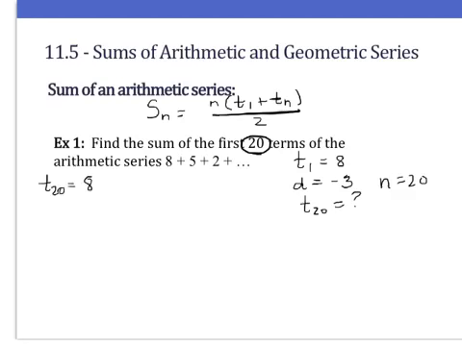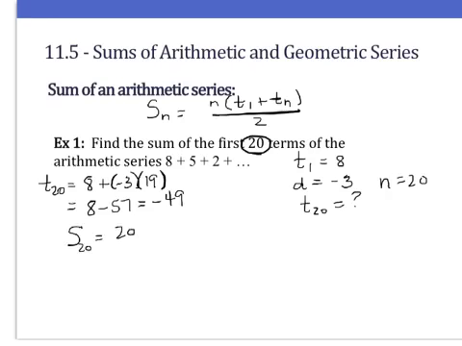So we have first term plus the difference times n minus 1, n is 20, so that's 19. 8 minus 57, -49. And so we're just going to substitute into our formula.